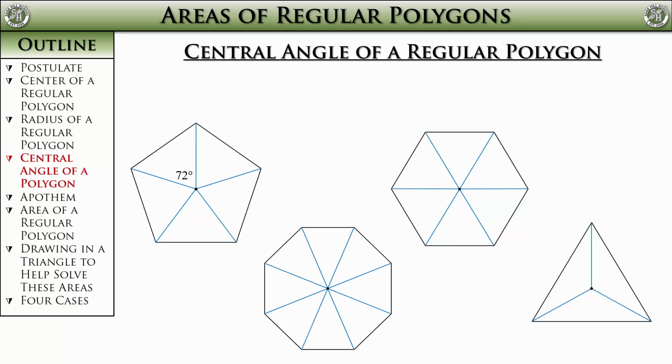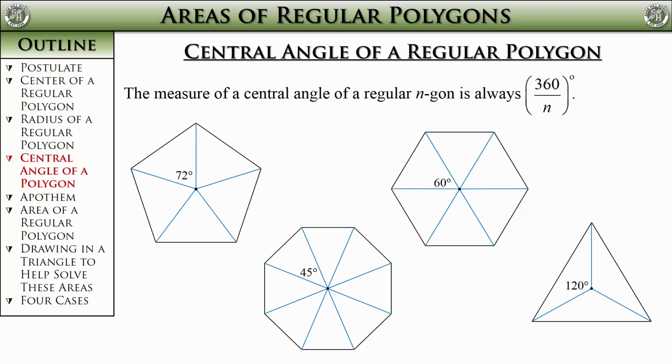For the hexagon, the 360 degrees is chopped up into 6 equal pieces, so each one must measure 60 degrees. That same logic works for the last two also. In general, we know that the measure of a central angle of a regular n-gon is always 360 divided by n degrees. Being able to find the central angle will help when we get to the area calculation.